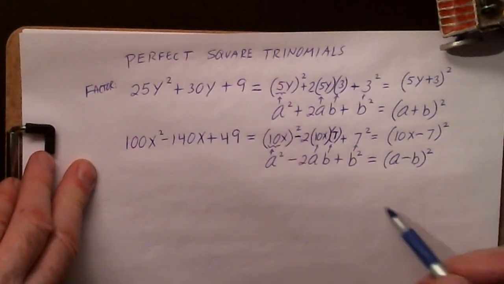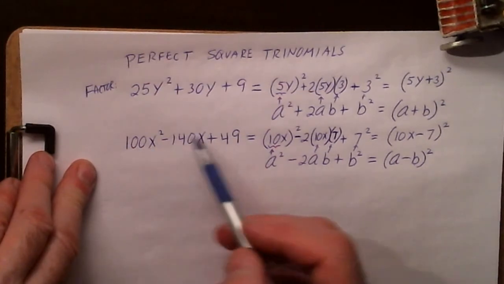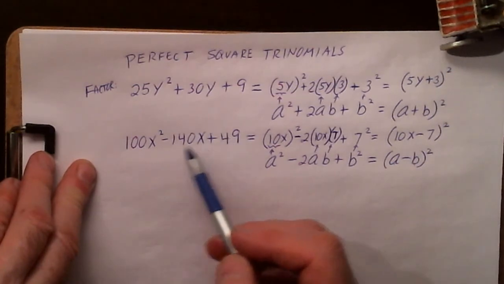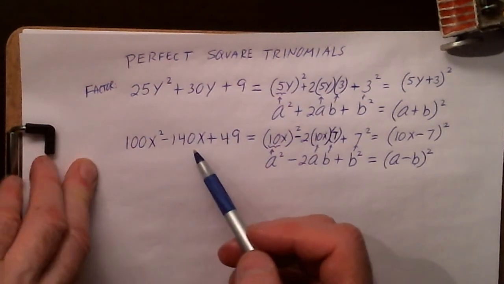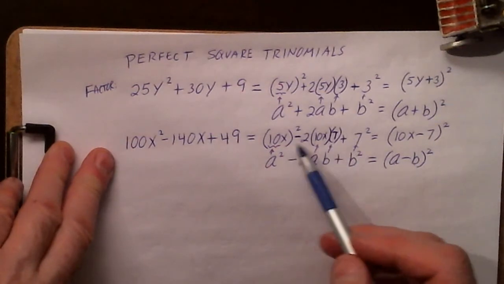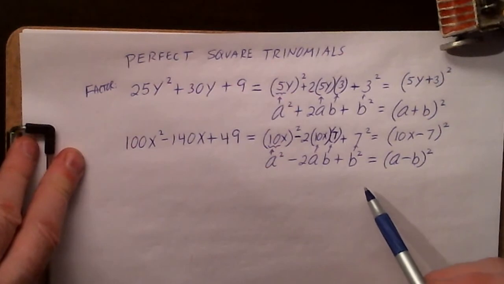These are called perfect square trinomials. Again, you could factor this using grouping. 100 times 49 is 4,900. But it would take a while maybe to find two factors of 4,900 that add up to negative 140. So it's a little bit more efficient to recognize that this is a perfect square trinomial and to factor it in accordance with the pattern that we've seen earlier.